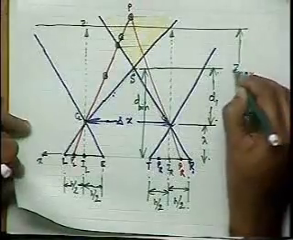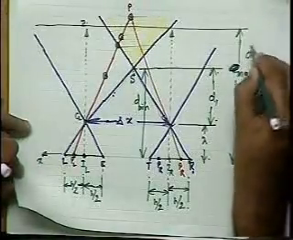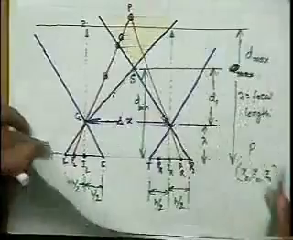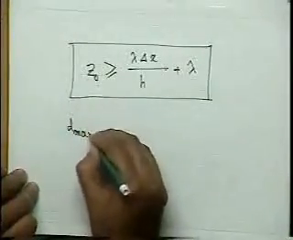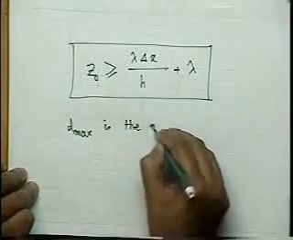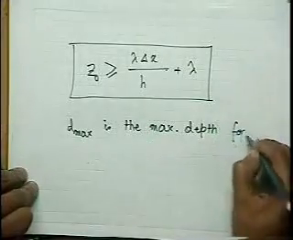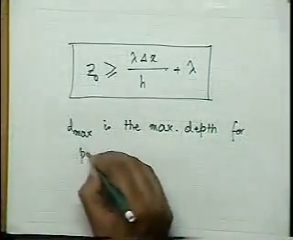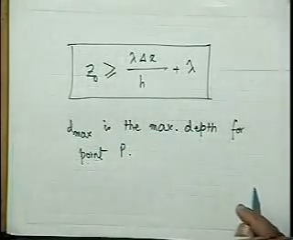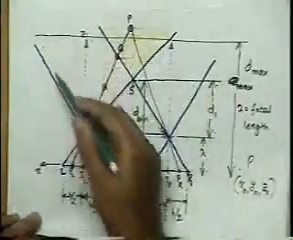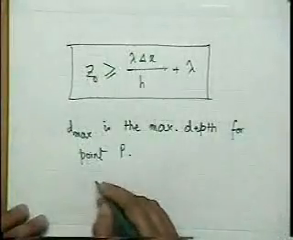Now I have assumed some maximum depth. Instead of calling this Z max, let me call it D max. So D max is the maximum depth for the point P. If we do that, then again from the similar triangles you can find out the new search region.